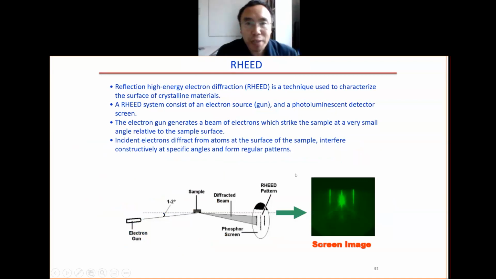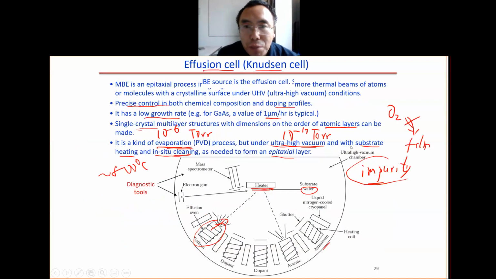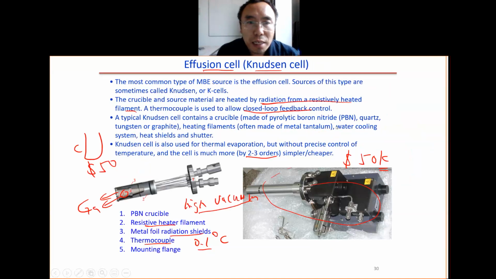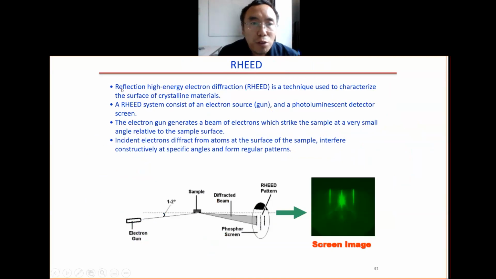So here we talk about how we can have the precise atomic layer control. How do we know we got atomic layer by layer? This is done by RHEED. It's called reflection high energy electron diffraction. We also know about LEED. This is the low energy electron diffraction. This one is the high energy electron diffraction. This one is also used for material characterization.